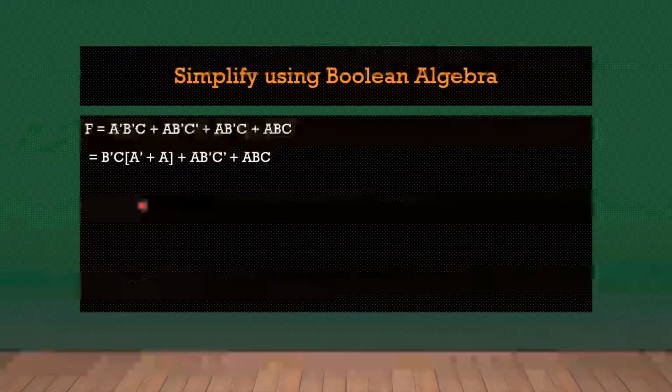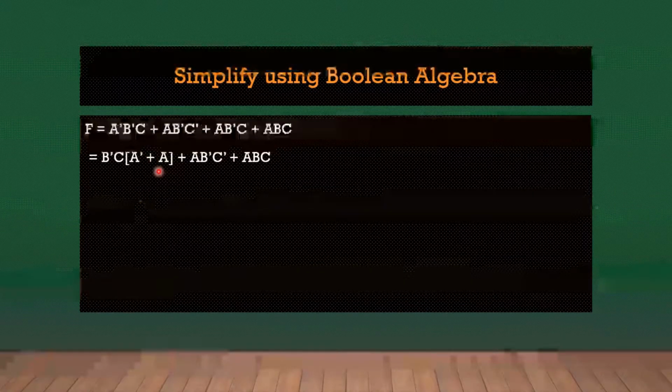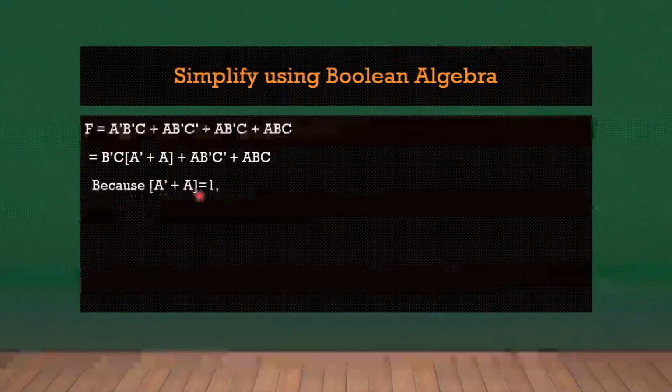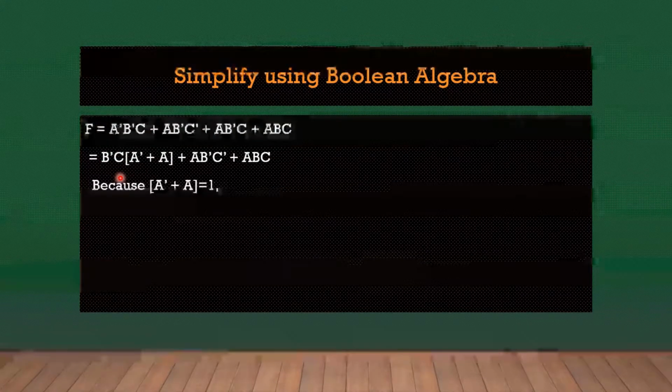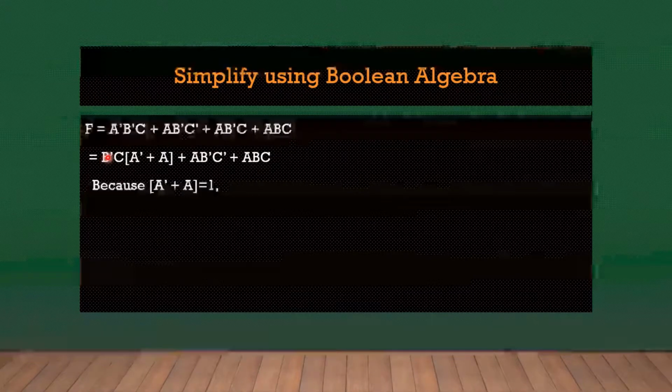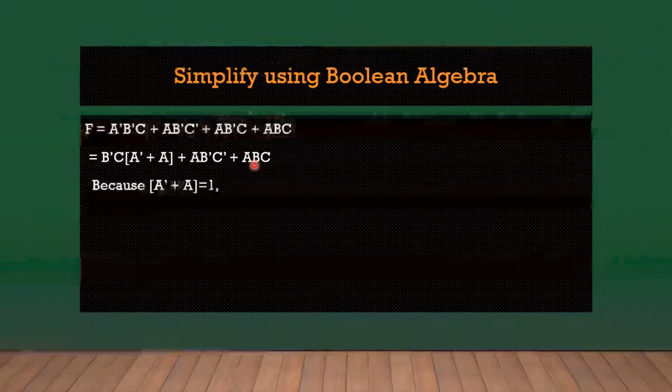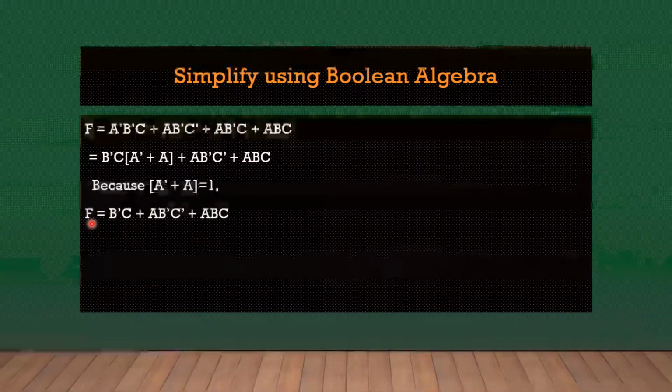Because it is an OR gate, it is always true. So this is 1, always 1. 1 means true, so the expression comes true. So this will be simplified. Only B not C is left. So we take this as it is, and the other expressions as they are. Then at the end we get this.